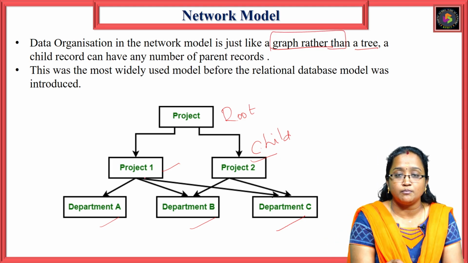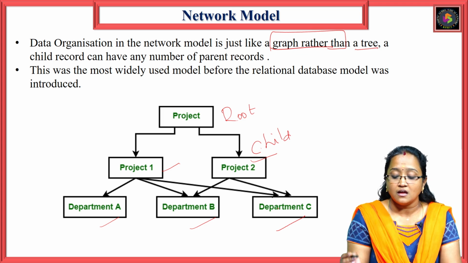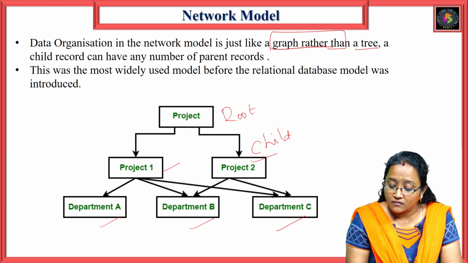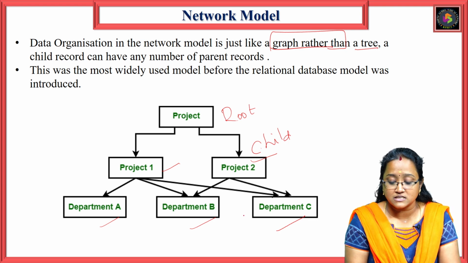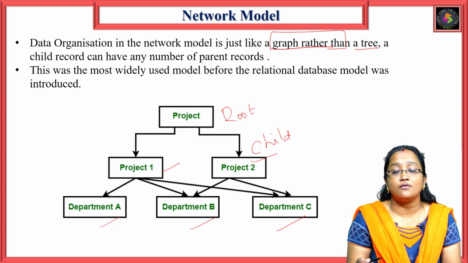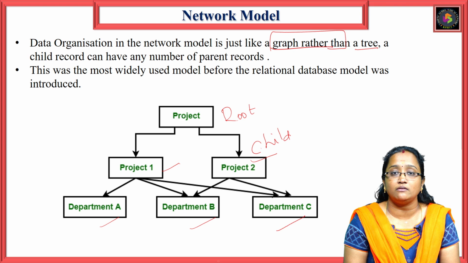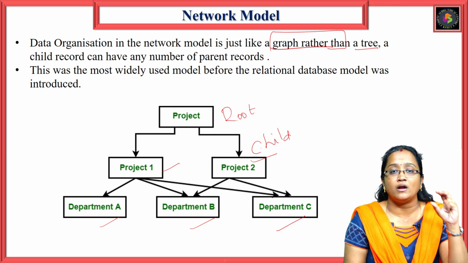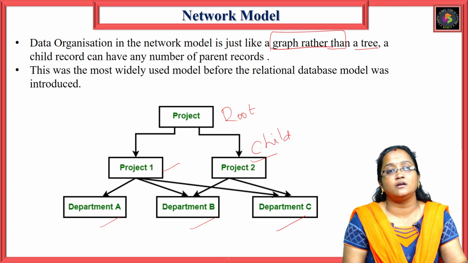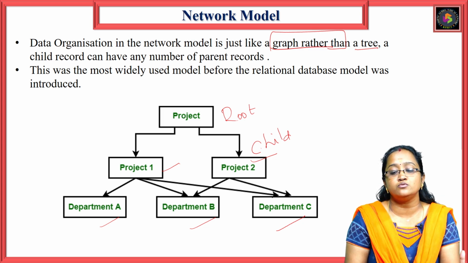Here we can see project 1 is assigned to department A, department B, department C. Then project 2 is assigned to department B and department C. So a child will have more parents instead of only one single parent. That is the use of the network model. In a tree, there is one parent for n number of children. Here a child can have more than one parent. That is the use of graph.